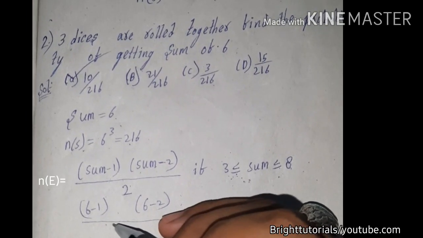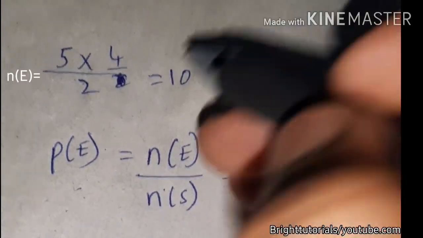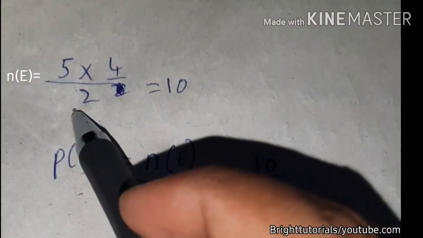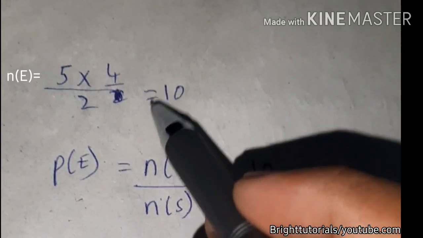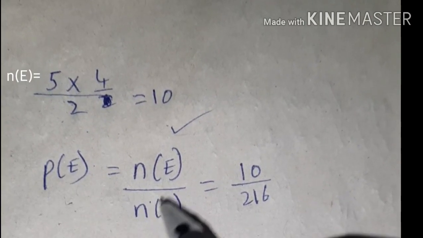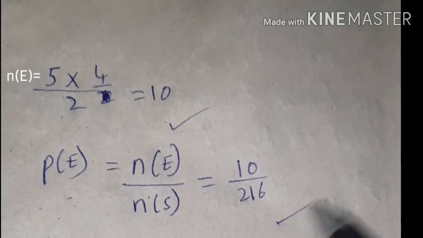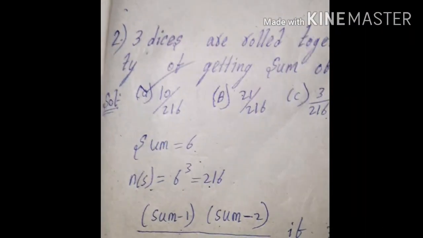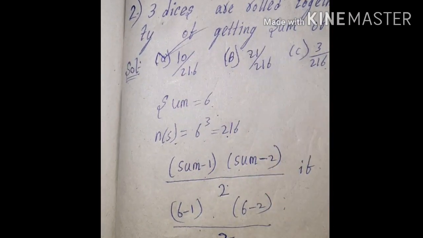So 6 minus 1 into 6 minus 2 divided by 2. After simplifying this we get 5 into 4 whole divided by 2. Then the final answer will be 20 by 2, which is 10. We know that the formula of probability is N of E by N of S, that is 10 by 216. So our final answer will be 10 by 216. Option A is the right answer.